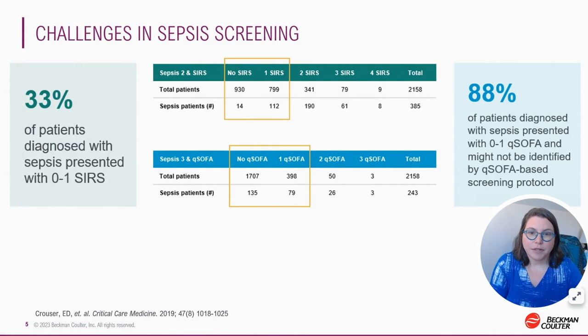Current screening tools leverage several convenient and reliable clinical variables to recognize severe infection and sepsis, but there is still room for improvement. For example, in the pivotal trial for MDW, of over 2,100 patients who presented to the emergency department, 33% of patients diagnosed with sepsis presented with less than 2 SIRS criteria. 88% of the same patient population had a qSOFA score of less than or equal to 1.